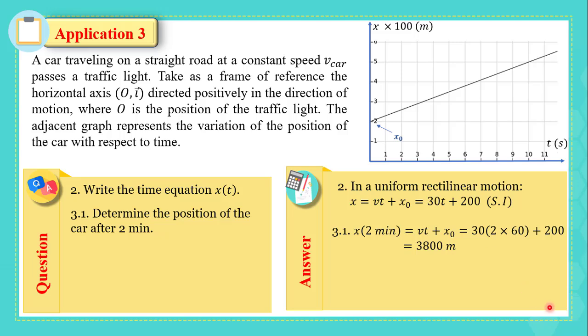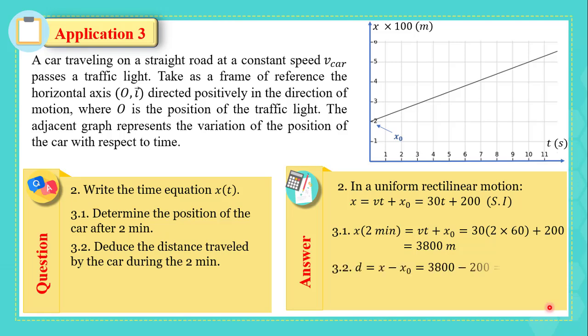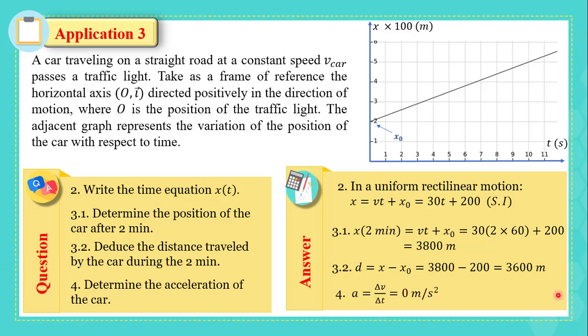3,800 meter. Now we need to deduce the distance traveled by the car during the 2 minutes. The distance d is equal to x minus x0, which is equal to 3,800 meter minus 200 meter, which means that the car covers 3,600 meter in these 2 minutes. Now you need to determine the acceleration of the car. A is calculated by dividing delta v by delta t, but since v is constant, then delta v is equal to 0, which gives us that A equals 0 meter per second square.